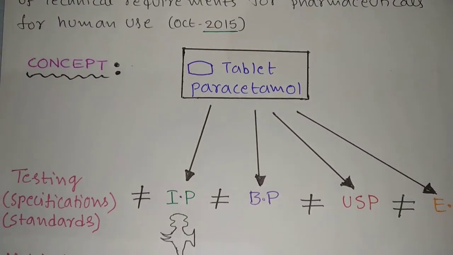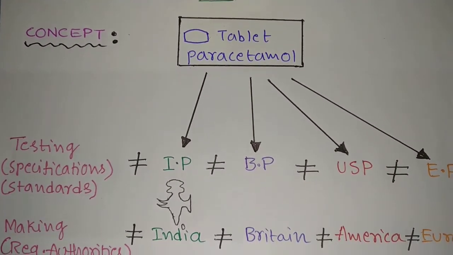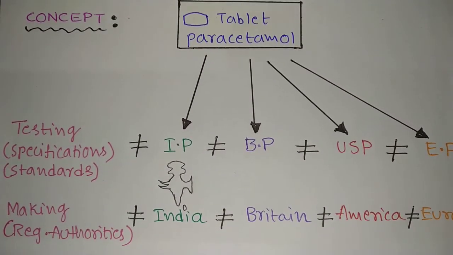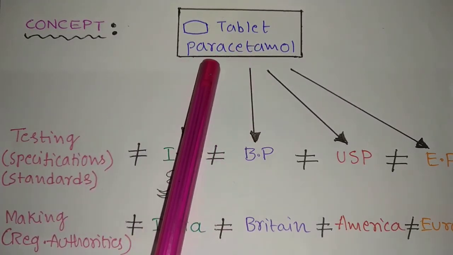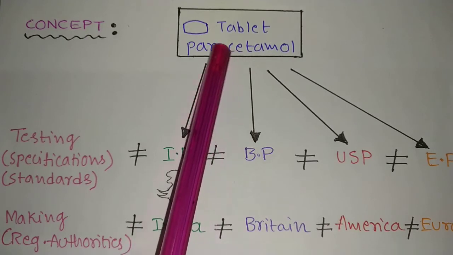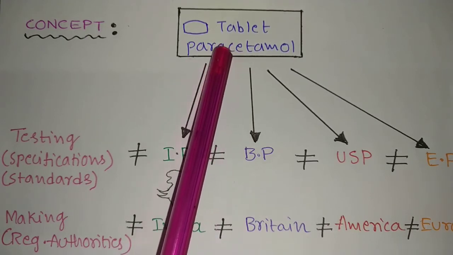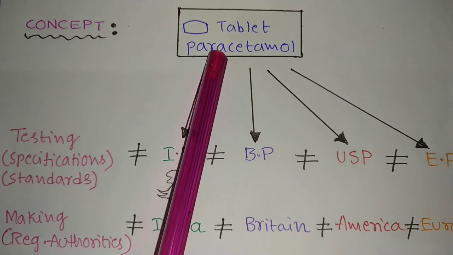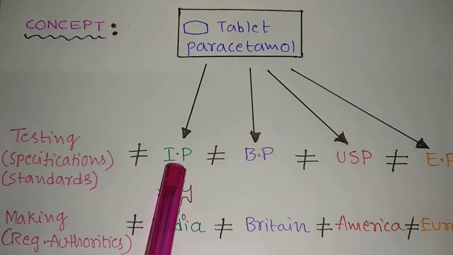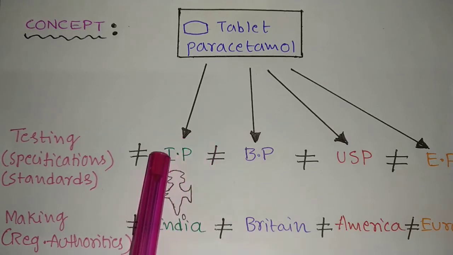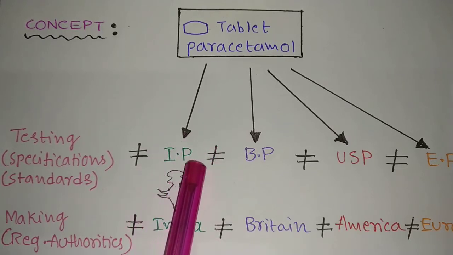Now we will understand the concept of ICH. Take a screenshot if you want. See here, I take the help of a paracetamol tablet in order to explain the ICH. This is the example paracetamol tablet, and you see here it is IP. We know that IP is the Indian Pharmacopoeia. It is an Indian publication, and what is there in the IP?